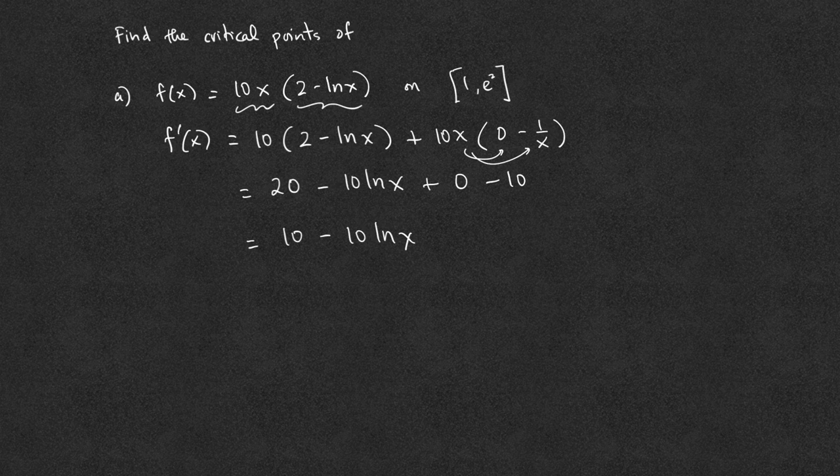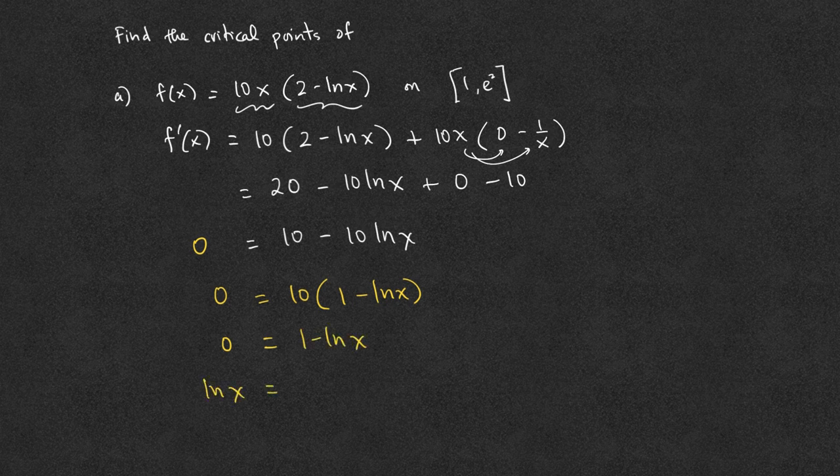We then set the derivative equal to 0, because if the derivative is 0 at c, then c is a critical point. If we set 10 minus 10 ln of x equals 0, we would first factor out 10 to get 1 minus ln of x times 10 equals 0, and we divide both sides by 10. 0 over 10 is 0. The right hand side is now 1 minus ln of x.